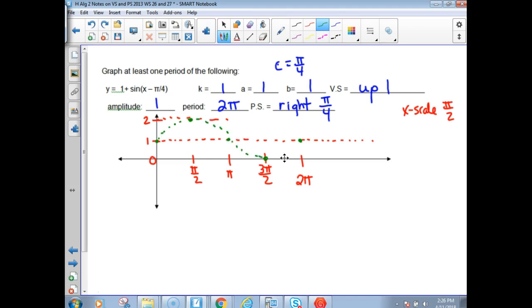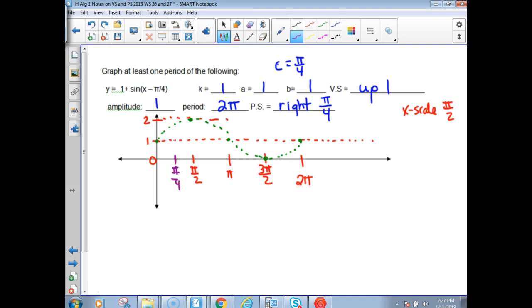Okay, this one, I'm going to have a little bit harder phase shift. Really not that big a deal, but we're shifting right pi over 4, and these are not marked off in pi over 4. So where is pi over 4? Half a pi over 2. Okay, so it'd be right here. Well, that's convenient that it's half a pi over 2, because now we can just split them all up.